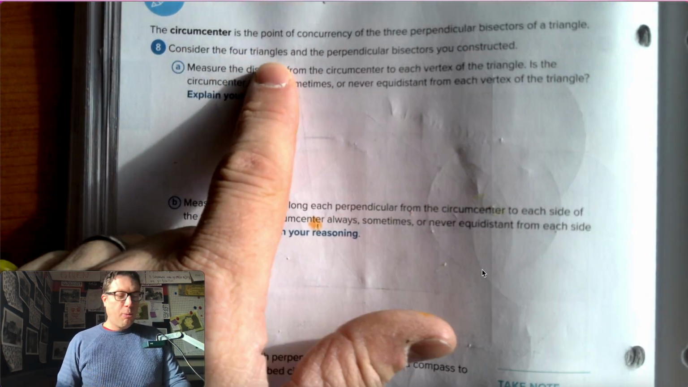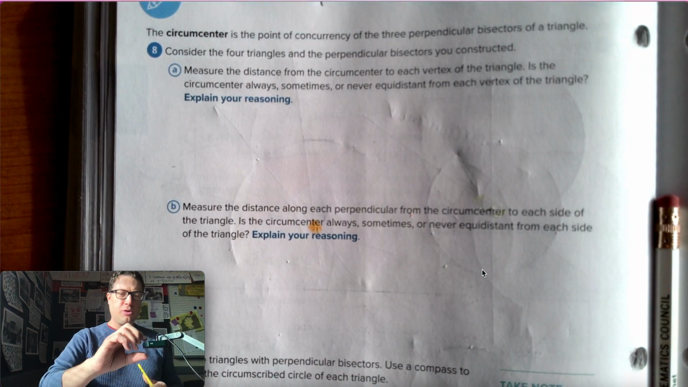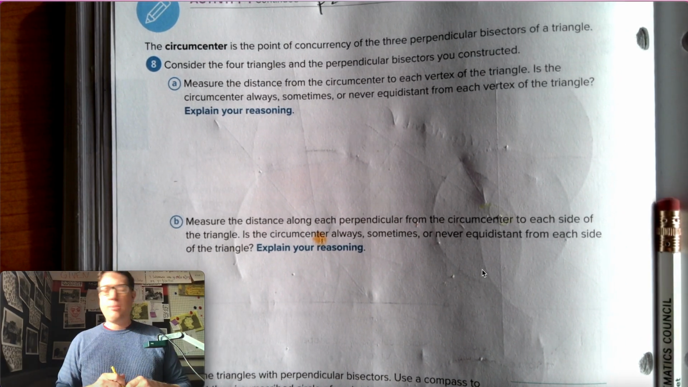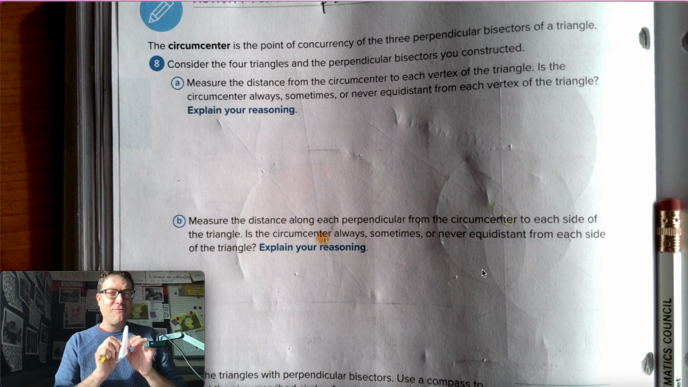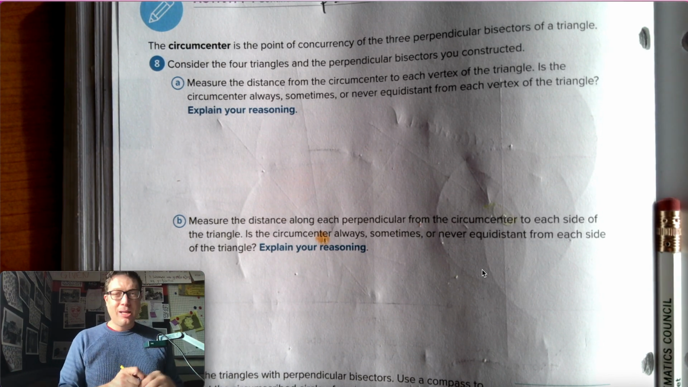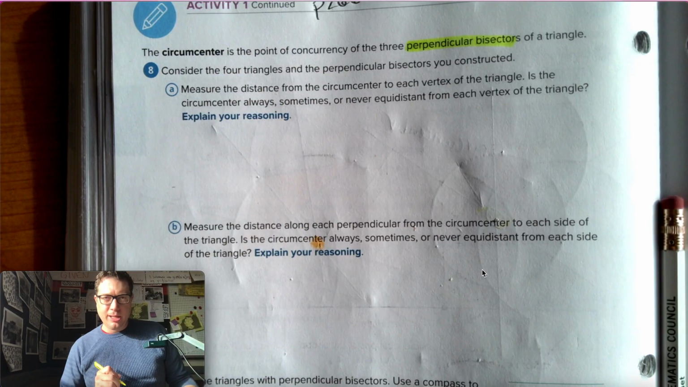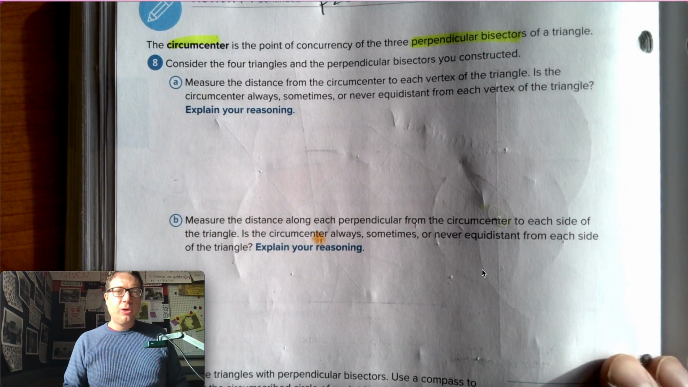The circumcenter is the point of concurrency of the three perpendicular bisectors of a triangle. You have to know how to create perpendicular bisectors. The easiest way might be to trace the line segment and fold the paper exactly in half, because the crease when you fold the paper in half will create perpendicular bisectors. This is a video on circumcenters, and we have the four triangles from before.